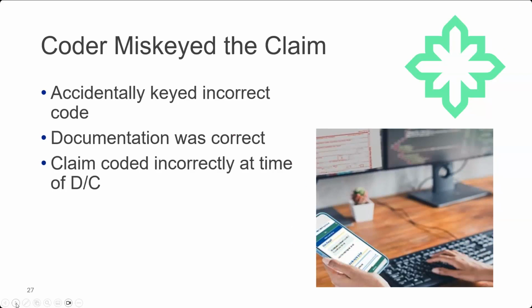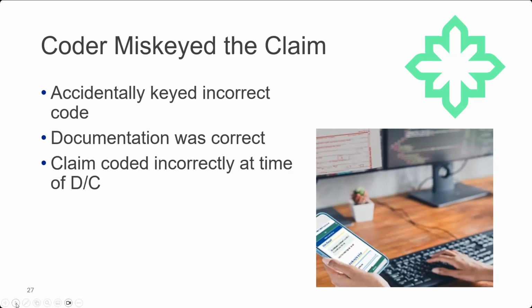And again, like I said, this could be as simple as a slip of the finger, or what we call fat fingering a key. Generally, this is an honest mistake. The documentation may have listed the discharge disposition correctly. For example, an 02, which is discharged or transferred to a short-term general hospital for inpatient care, was supposed to be keyed, but instead the biller hit the 5 instead of the 2.